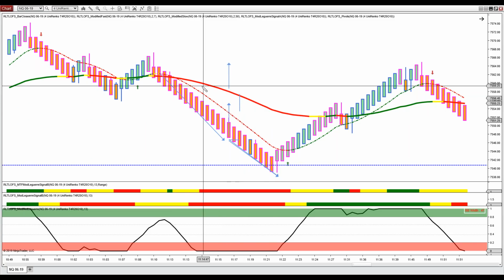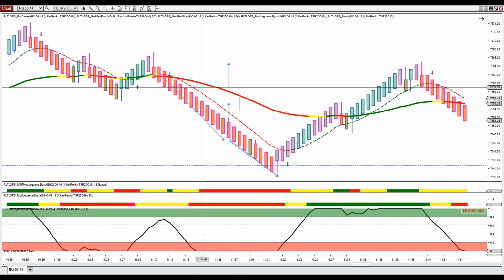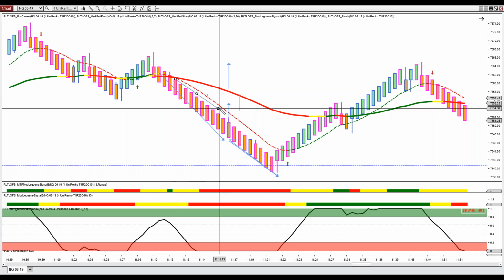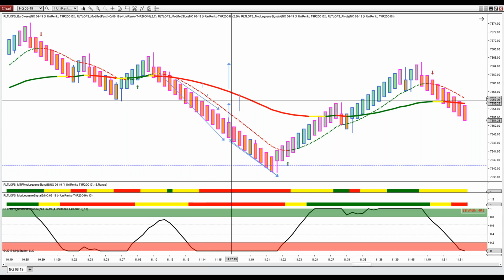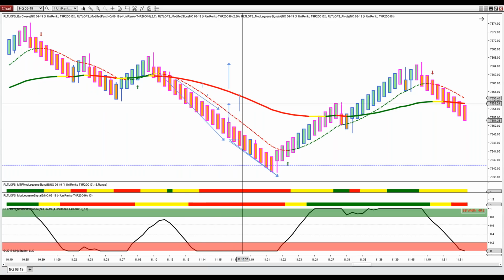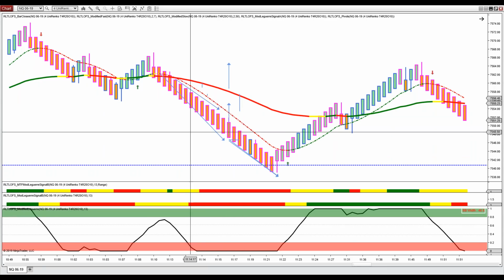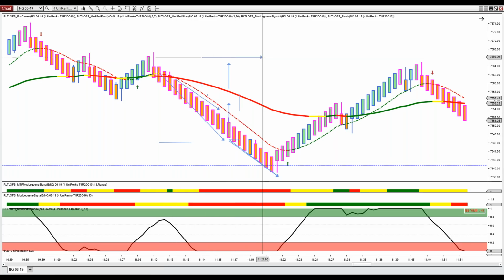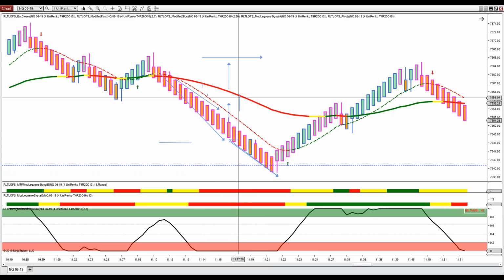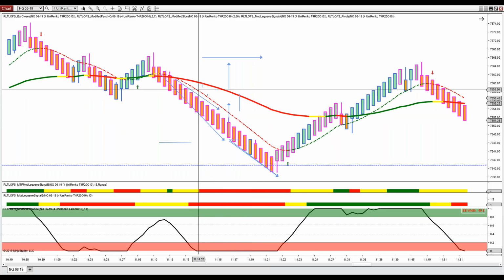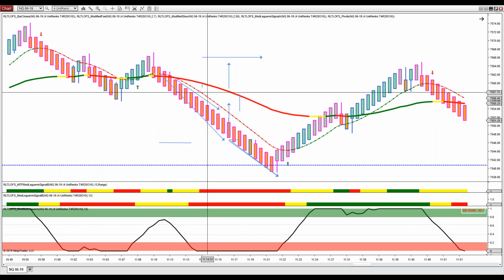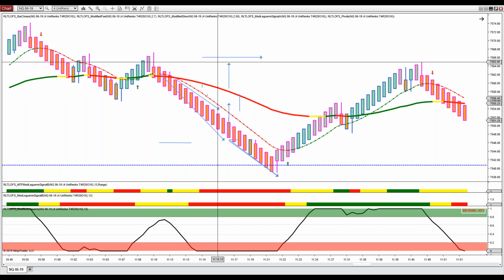To take a short trade, we need the 50 down, the 15 down, and the 15 below the 50. Those are our trading rules. I believe that when price is below the 50, the bears are in control. When price is above the 50, the bulls are in control. And in order to take a short trade, we always have to trade on the side of the 15. If we want to take a short trade, we have to have the 15 below the 50. If we want to take a long trade, we need the 15 above the 50.